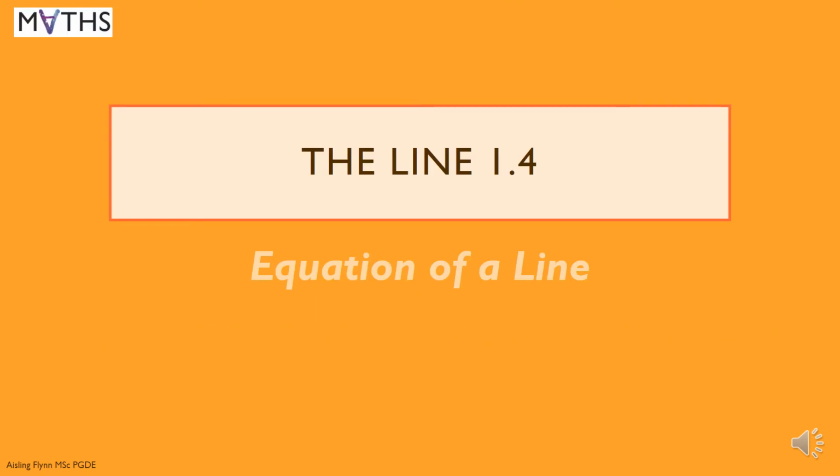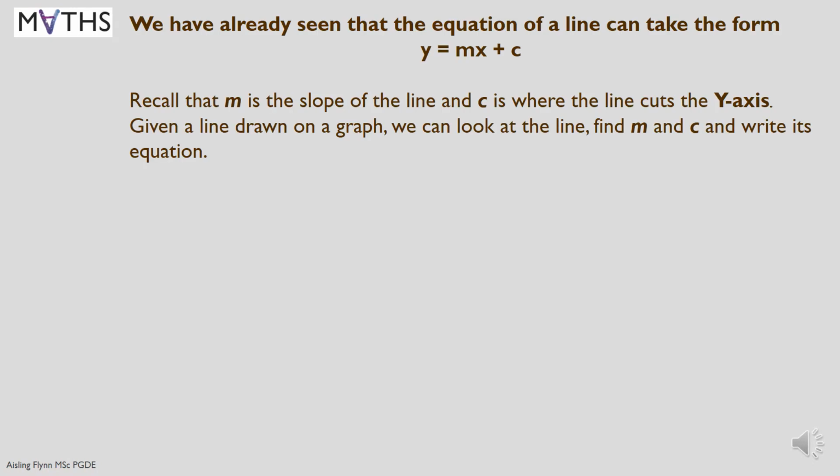This is the line 1.4, equation of a line. So we have already seen that the equation of the line can take the form of y equals mx plus c. Recall that m is the slope of the line and c is where the line cuts the y-axis. We call that the y-intercept. Given a line drawn on a graph, we can look at the line, we can find m and c, and we can write its equation.